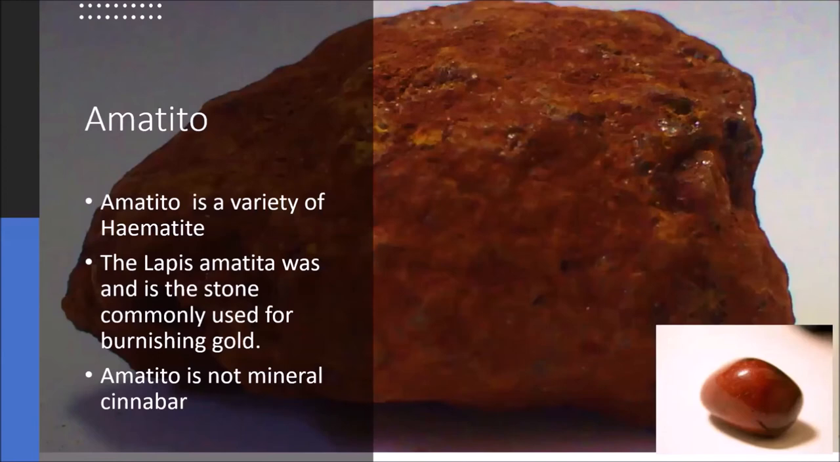This was very commonly used, and there were pigments which were mistaken for amatito, but it was a very good material. At times there was confusion whether it is cinnabar, which is toxic, which is mercury. This is not mercury, this is an iron compound, hematite. So it was confused with that also, but it is not the mineral cinnabar. It is a variety of hematite, and it is hard and very rich in color, very commonly used as a pigment and also as a burnisher.